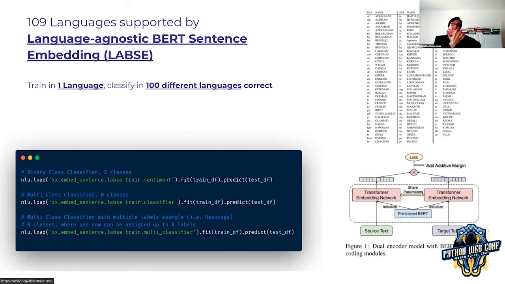No, with LaBSE, you can train on a French data set and then this model will be able to understand all of these 100 languages you see here. It's really incredible. It's almost magic, but it's actually science.